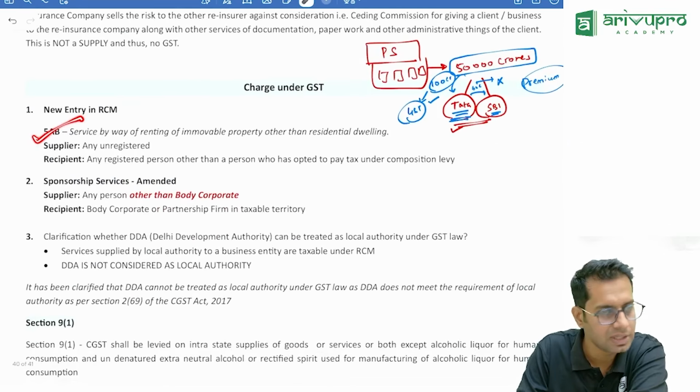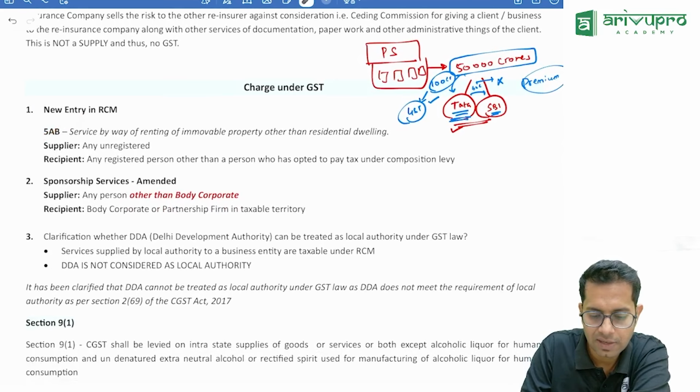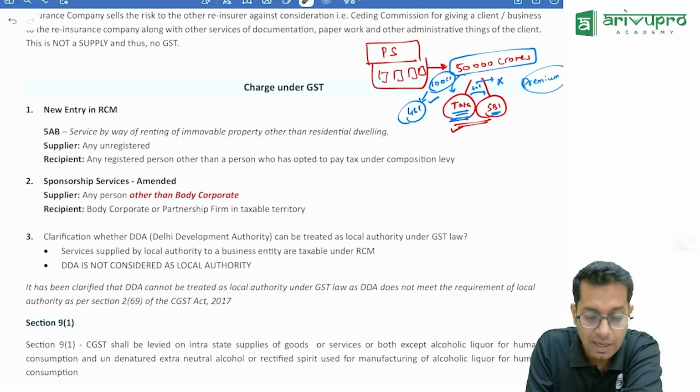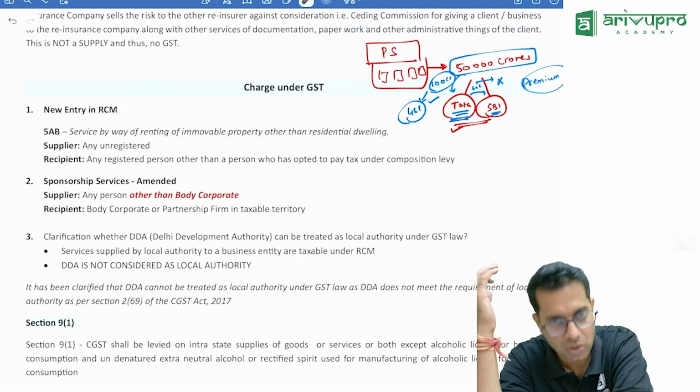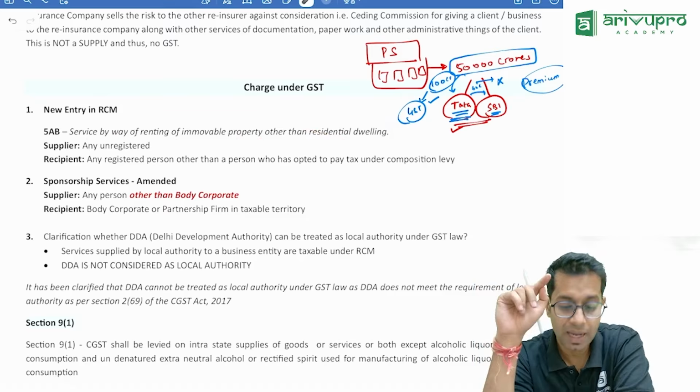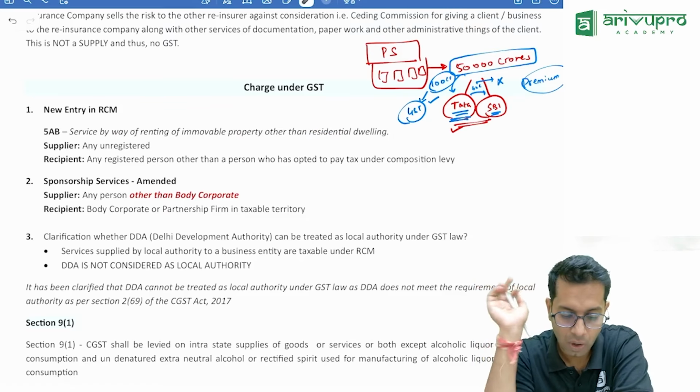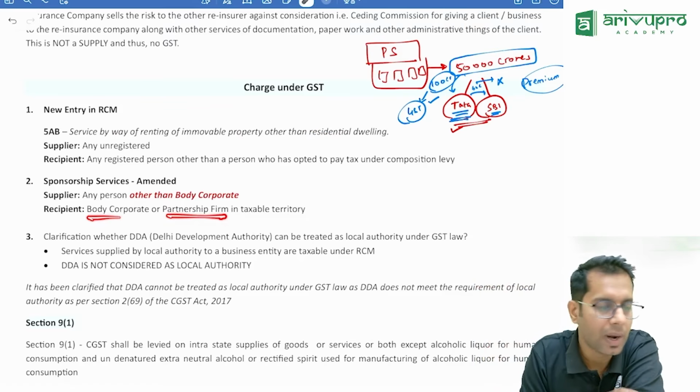RCM, a new entry we have seen. Okay, what we have seen, sir? Services given by way of renting of immovable property other than residential. We have seen this. Now here, if you remember sponsorship services, here there is a small change. Sponsorship services, do you remember? Sponsorship services given by any person other than body corporate to a body corporate or a partnership firm.